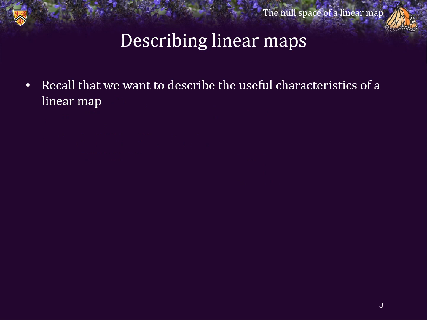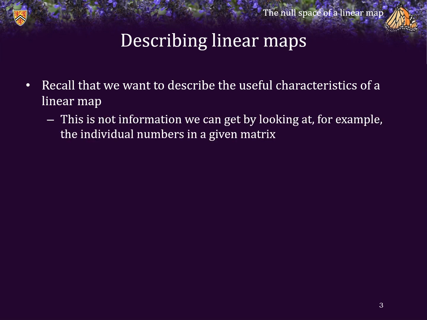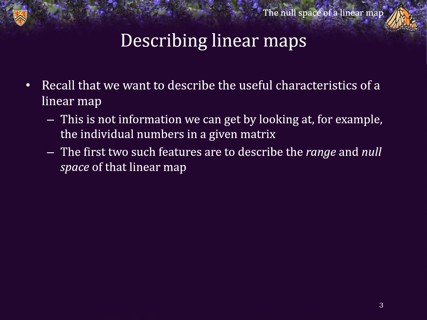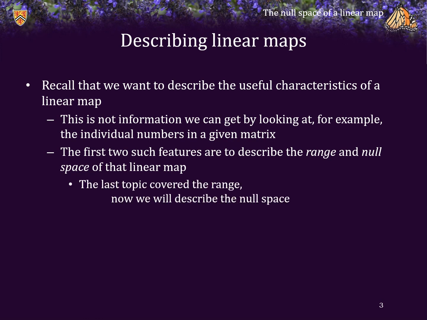Now, recall that we want to describe the useful characteristics of a linear map. This is not information that we can get at, for example, by looking at the individual numbers within a given matrix. The first two features about a linear map, and specifically matrices, that we are going to describe are the range and the null space of that linear map. The last topic covered the range. Now we will describe the null space.